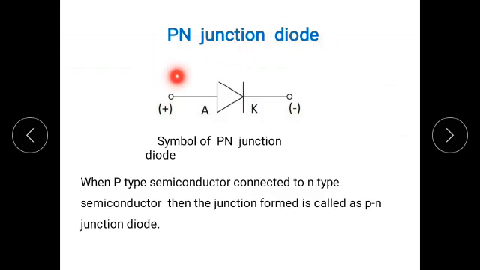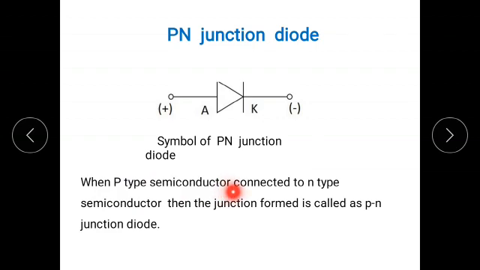Then, how is the PN junction diode formed? Here, this is the symbol for the PN junction diode. This is the positive terminal called the anode, and this is the negative terminal called the cathode. Anode is denoted by capital A and cathode is denoted by capital K. And this standing line shows the negative terminal. Now we see how the PN junction diode is formed.